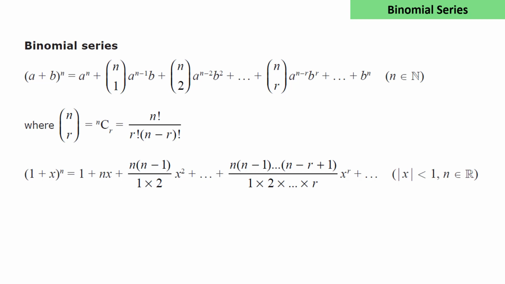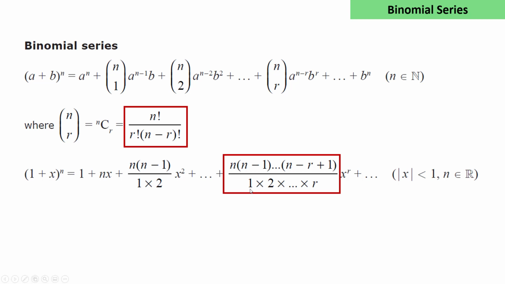Next is the binomial series. This first binomial expansion is for the natural numbers. The second expression here for the binomial expansion is for when the power is a real number. What's happened here? The n minus r terms of n factorial have been cancelled with the (n minus r) factorial in the denominator. Let's see an example.